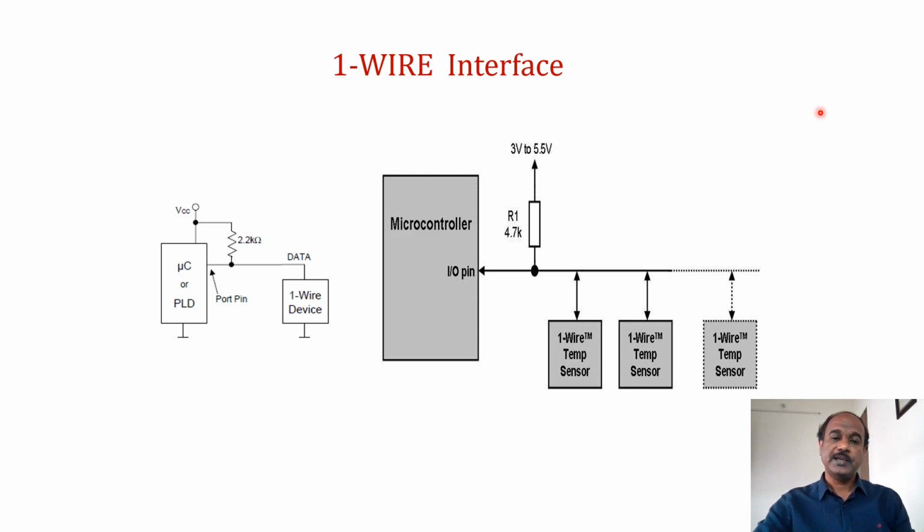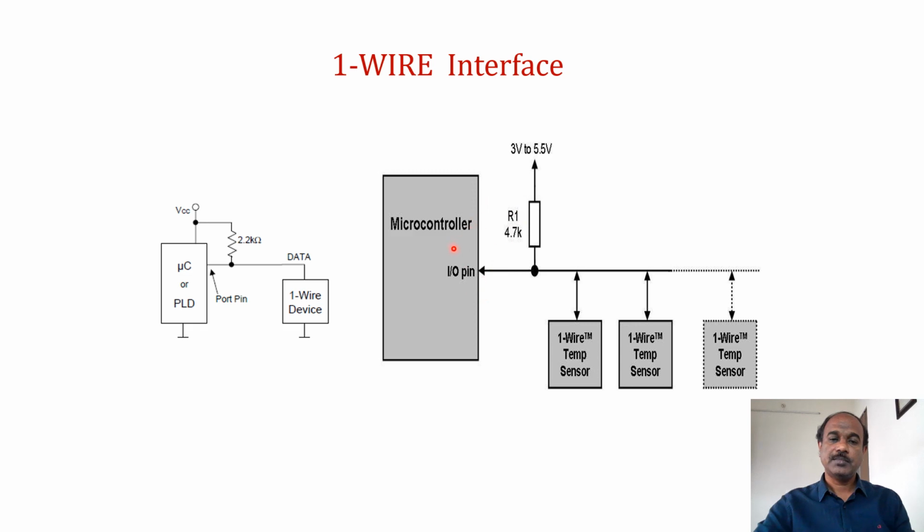SPI we have seen. Then we have also seen the working of the UART interface. So today let us study one more onboard communication interface, that is called the one wire interface. The word one wire in this interface indicates that a single wire is used for communication between the master and the slave devices.